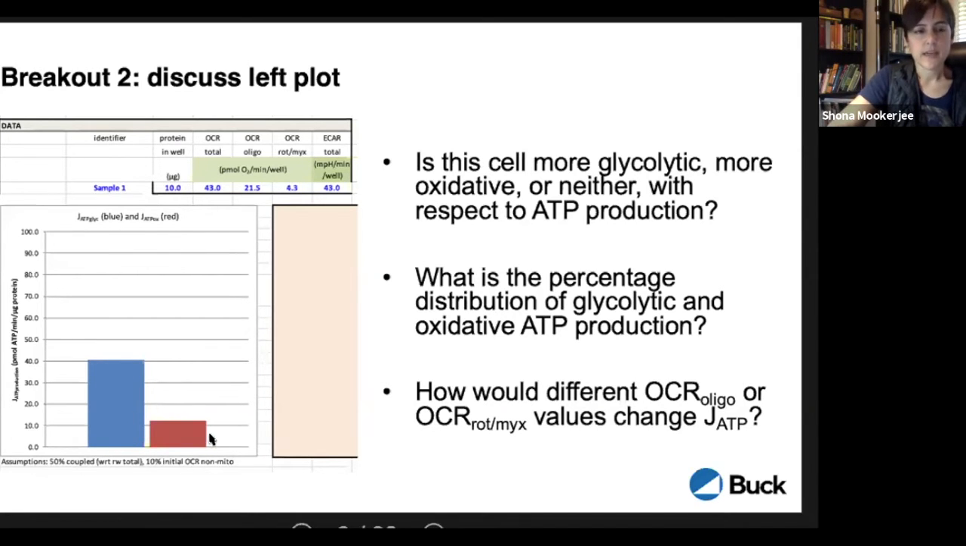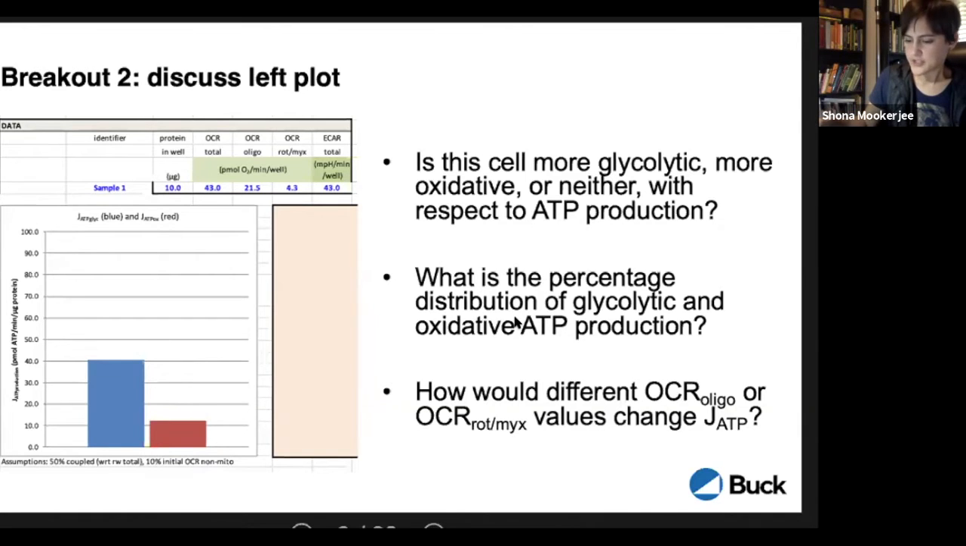Equally, it's important not to attribute oxidative ATP production to only a function of coupled respiration. That's why it's really important to keep the whole trace in mind when you're working through the calculation. And that's why it's important to collect the whole trace in order to make the calculation in the first place.